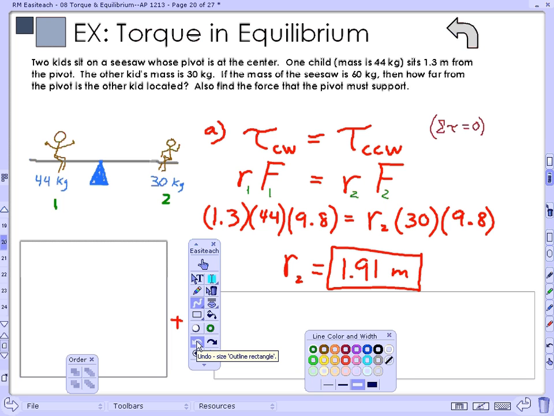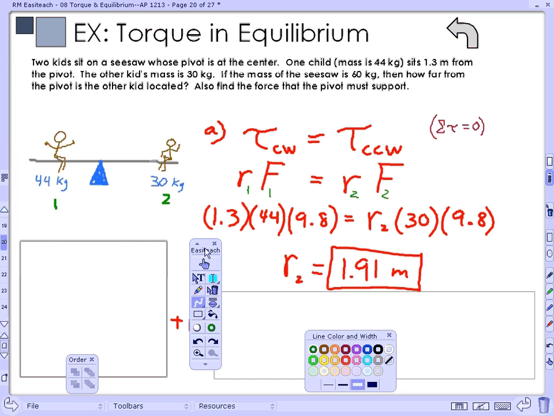Question? In these seesaw problems, are there always going to be a 0 net torque? Yes. The question was, in these seesaw problems, is it always 0 net torque? Yes, because the general theme for this whole unit is we're talking about equilibrium situations. So this whole unit is static and equilibrium, so we're not worried about acceleration.